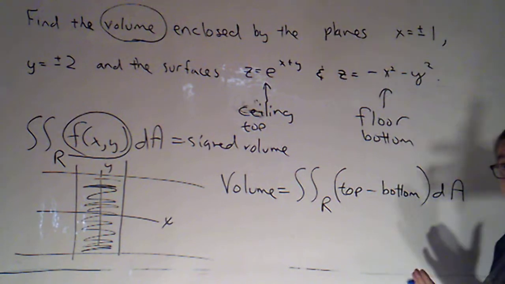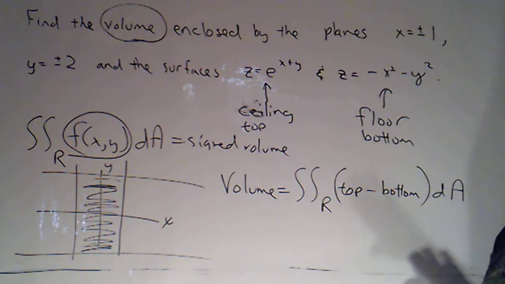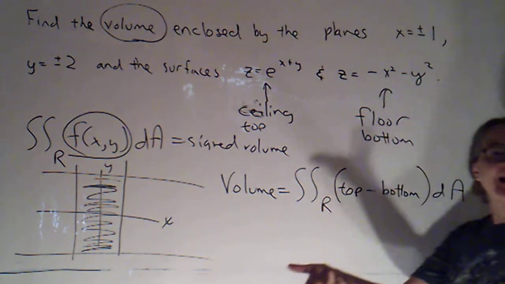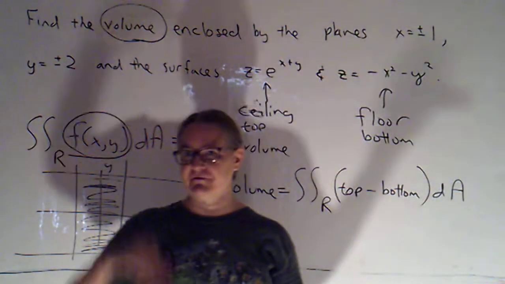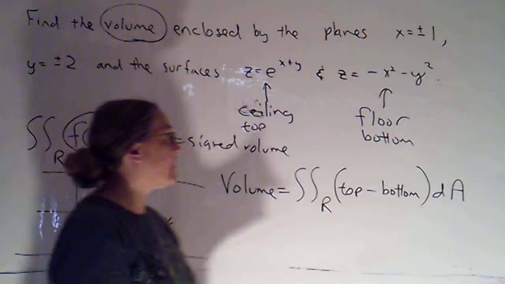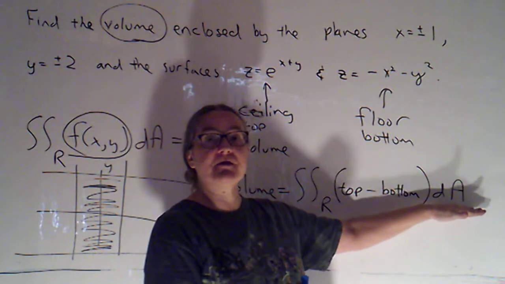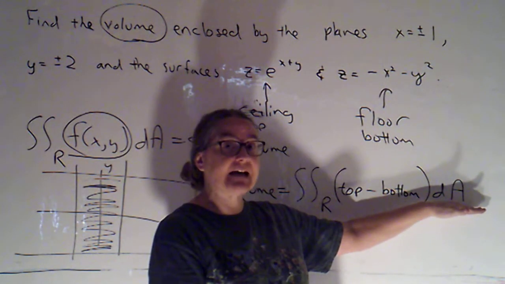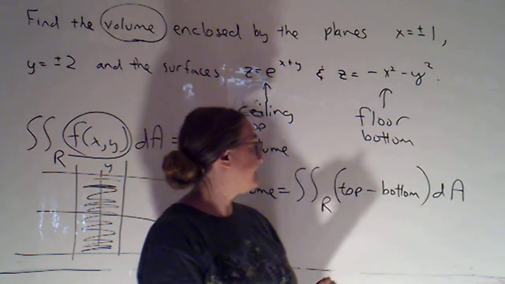Now, that's not to say that we can't do something like a u substitution that then has us integrating from a smaller value to a bigger value. But when we're setting up our integrals, it's always understood that we're setting it up so that that dA represents a positive change in area.